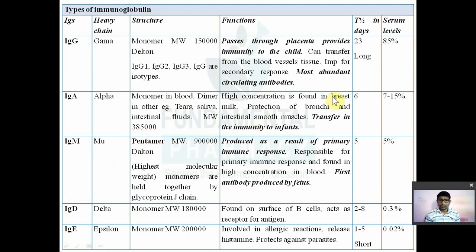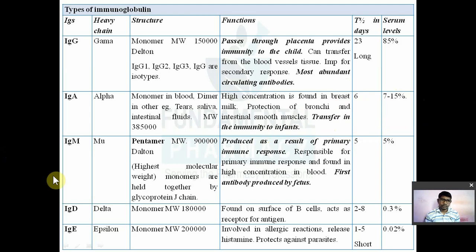Now, highest concentration of this antibody is found in the breast milk. So that's why it is known as a milk antibody. Immunoglobulin A, milk antibody. It also serves the function to protect the bronchi and intestinal smooth muscles. So it transfers the immunity to the infants via milk. Its T half is 6 days. It is present at 7 to 15% in the plasma.